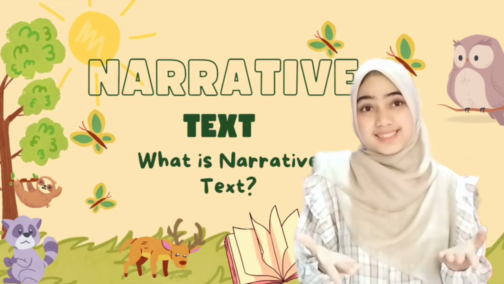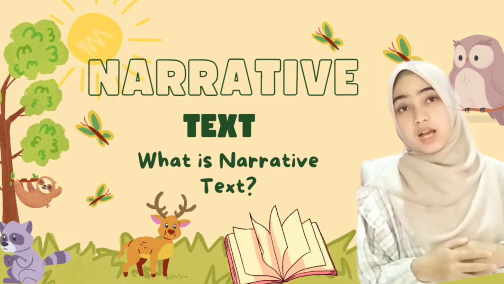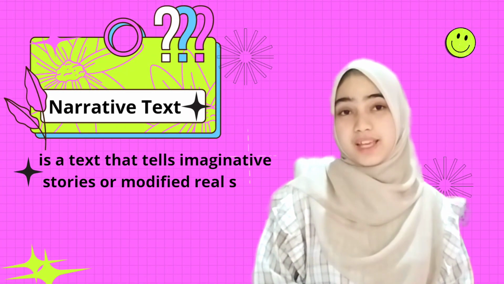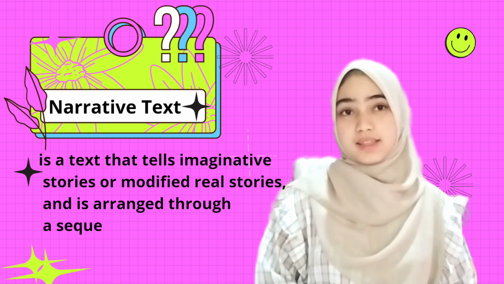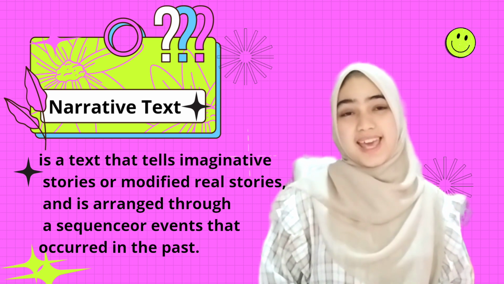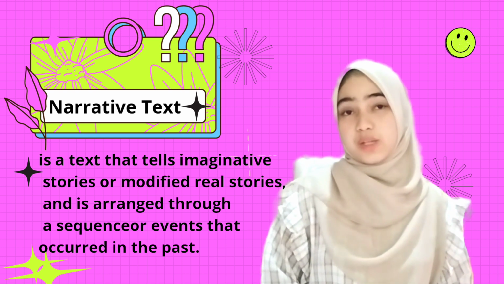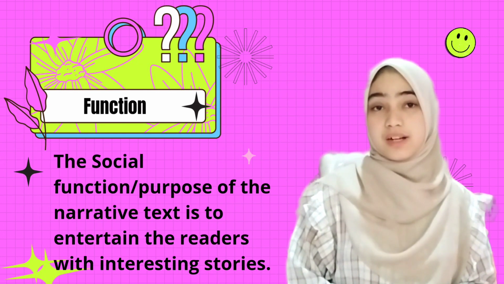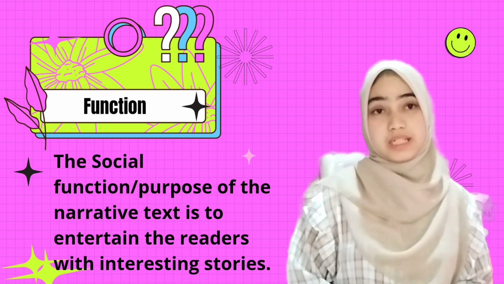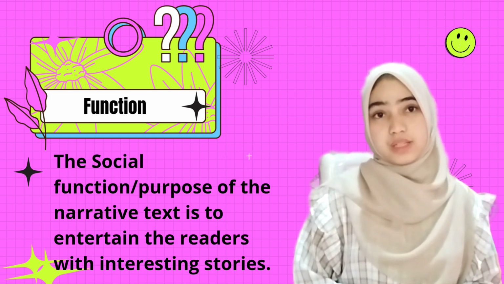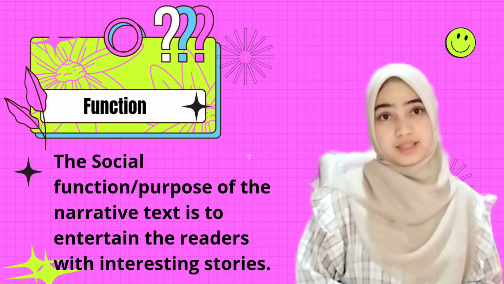What is narrative text? Okay everyone. So, narrative text is a text that tells imaginative stories or modified real stories and is arranged through a sequence of events that occurred in the past. Next, the social function or purpose of the narrative text is to entertain the readers with interesting stories.